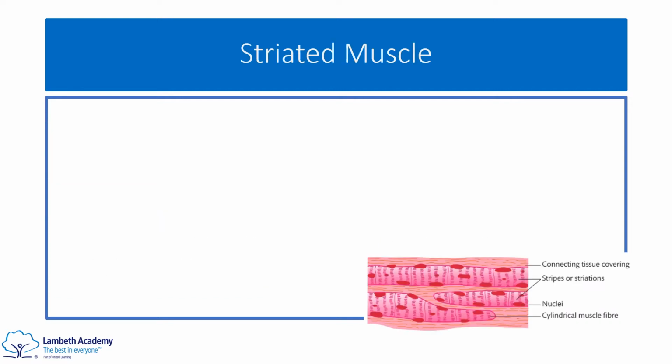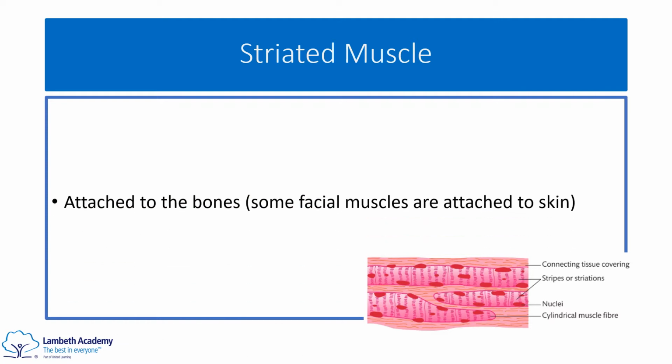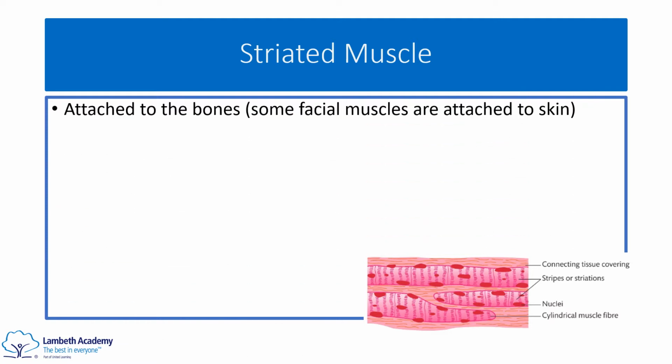The first thing that I want us to know is that our striated muscle is found when it's attached to bone. So 9 times out of 10, but there are a couple of muscles on your face that are attached to skin. But normally you'll find your striated muscle attached to bone.